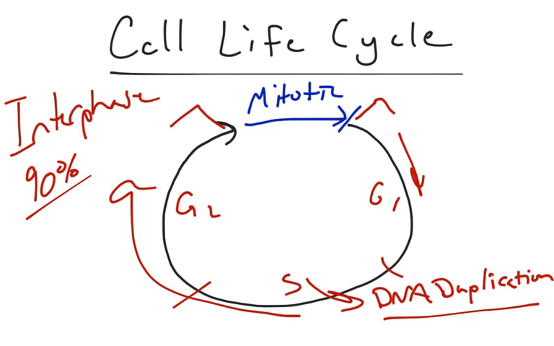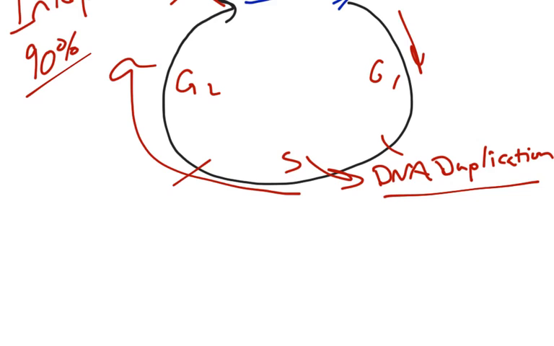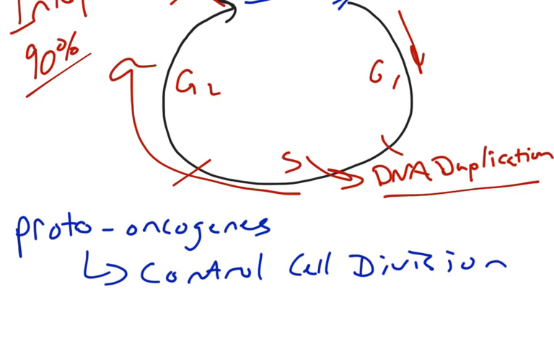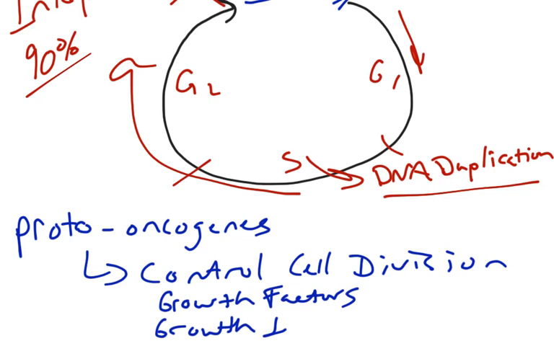Now, how do we control this? Well, there's things that actually control the cell. We have proto-oncogenes. And these are genes that produce molecules that control normal cell division. Okay, so these are genes that produce molecules that control cell division. So they would produce proteins maybe that would cause cell division to occur or inhibit cell division. Okay, and we have different factors. We call them growth factors and growth inhibitors. Okay. These are molecules that control cell division, and they can be produced by proto-oncogenes.